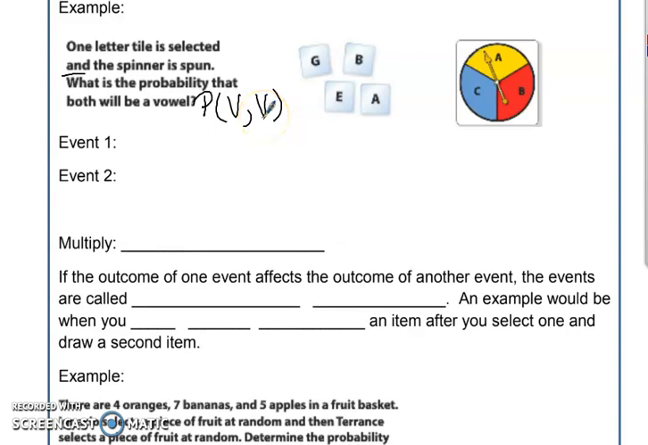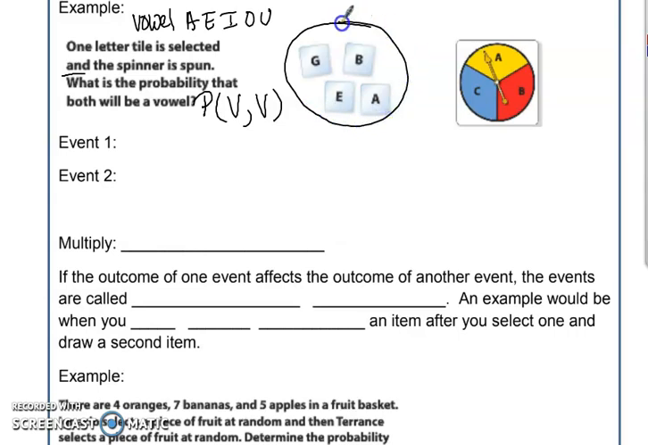Hopefully we remember a vowel is A, E, I, O, U, and sometimes Y. I'm going to tell you in math, they're not going to try to trick you. These are the vowels they're going to use unless they specifically tell you Y will count as a vowel. So I'm going to do my event 1. These are completely separate events. So I'm looking right here. I want the probability of a vowel. That's what I want. This is my event.